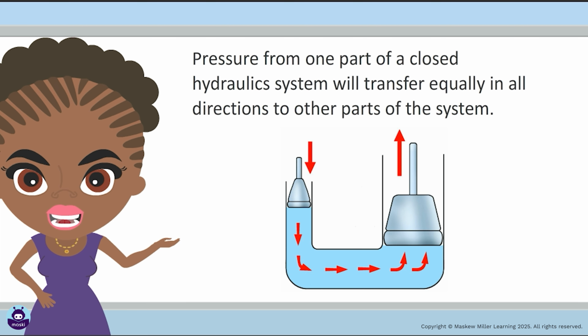The principle on which hydraulics works is known as Pascal's principle. Briefly, it states that the pressure exerted on one part of a closed hydraulic system will transfer equally in all directions to other parts of the system. It is named after a French mathematician, Blaise Pascal.